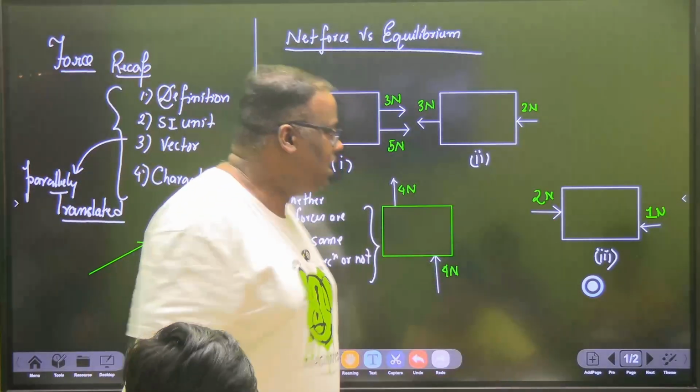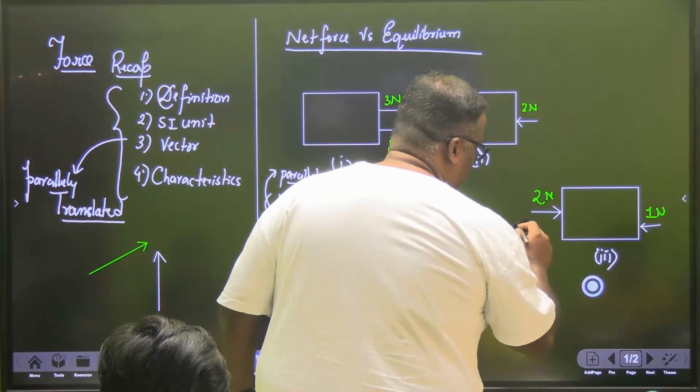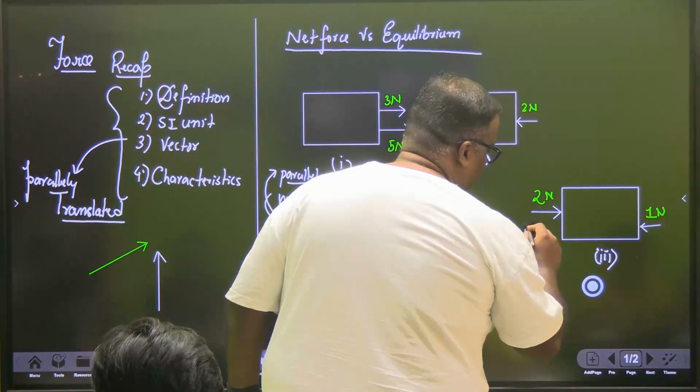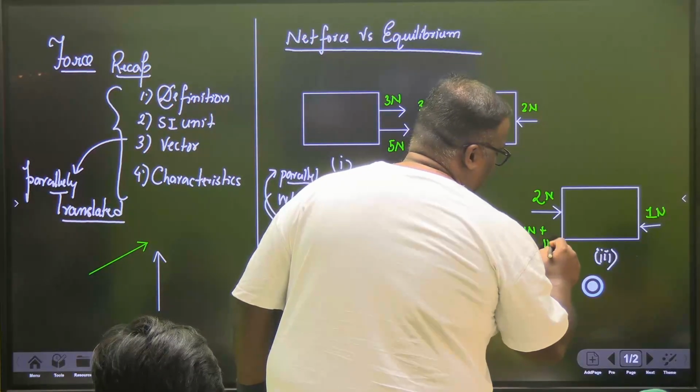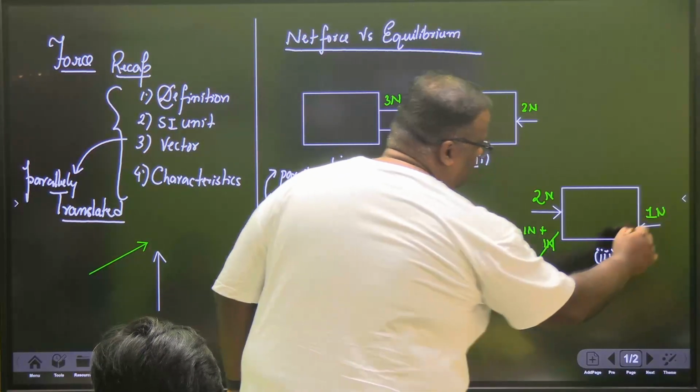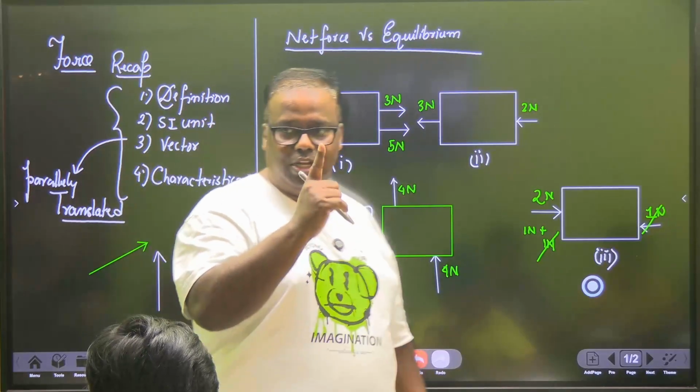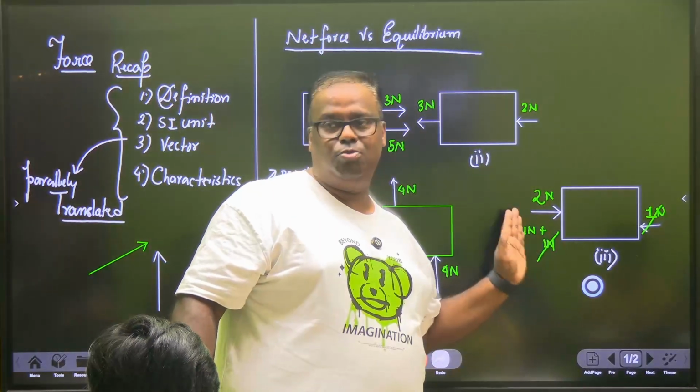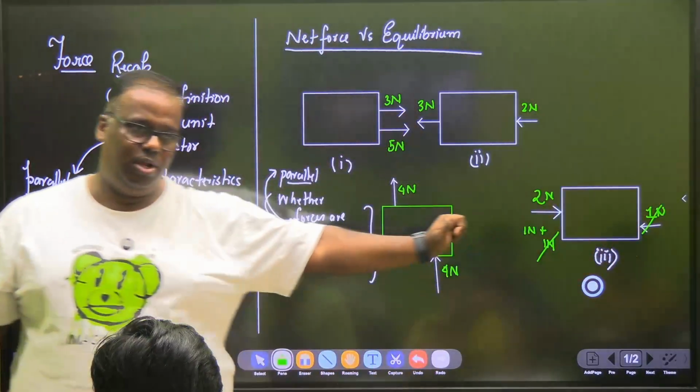This 2 Newton is actually what? This 2 Newton is 1 Newton plus 1 Newton. A 1 Newton will cancel a 1 Newton. You're still left with 1 Newton extra working on it. So the body will move this side. Is it clear now?